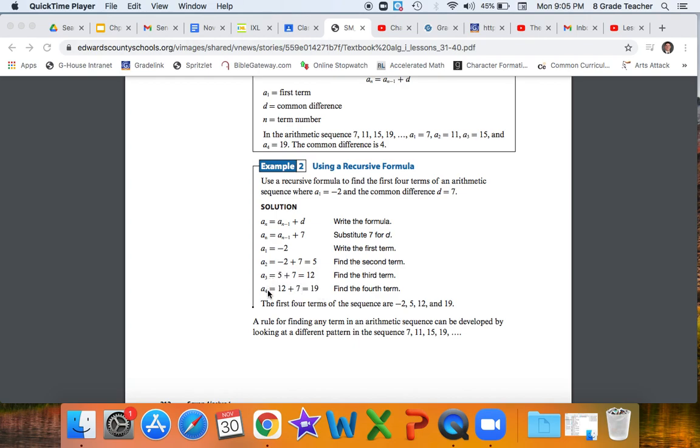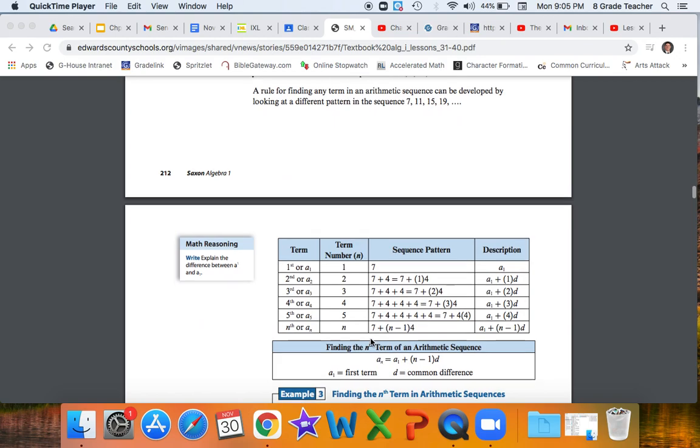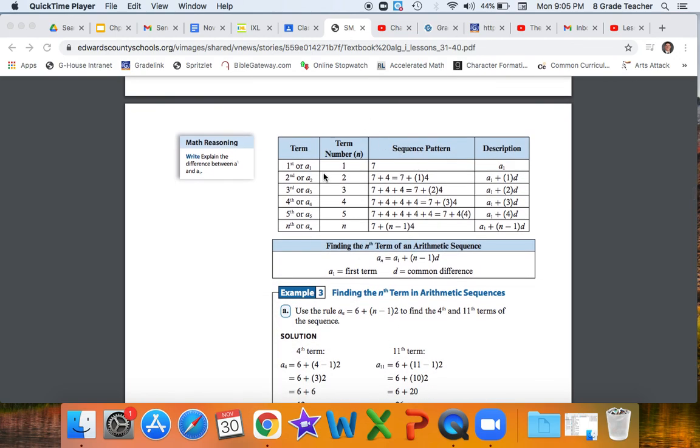And you can see how those are properly labeled right here. First 4 terms of the sequence: -2, 5, 12, and 19. The rule for finding any term in an arithmetic sequence can be developed by looking at a different pattern in this sequence. Here you have the formula for finding the nth term in the sequence.